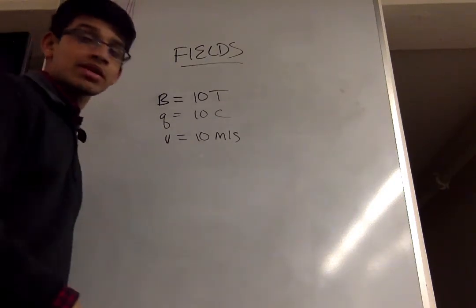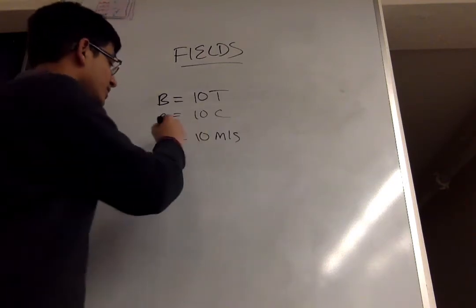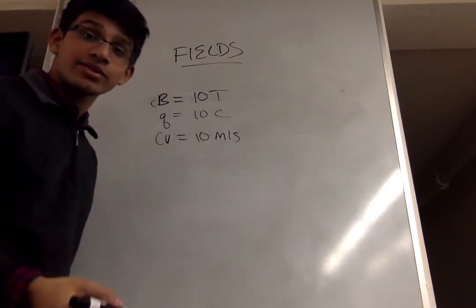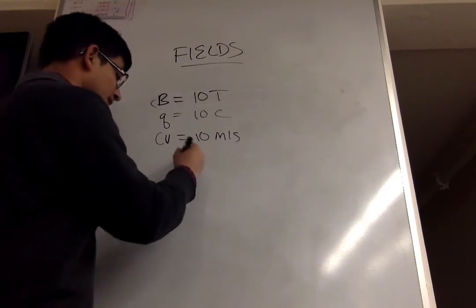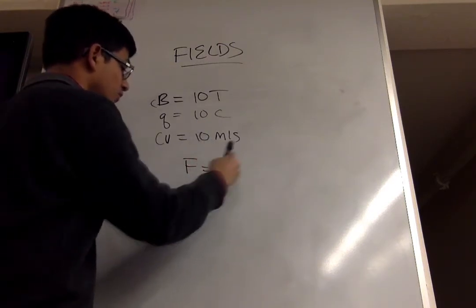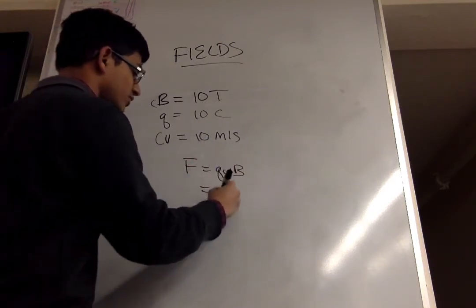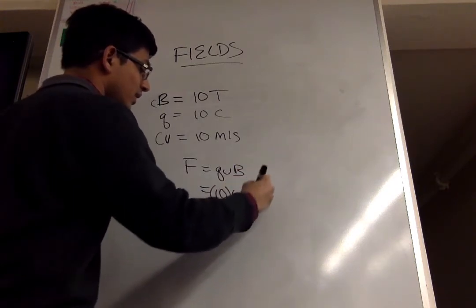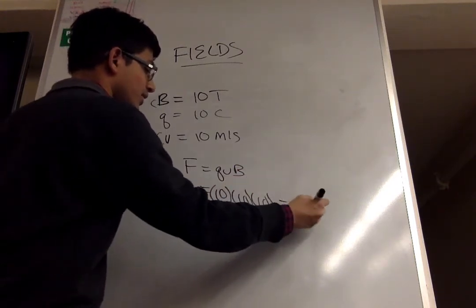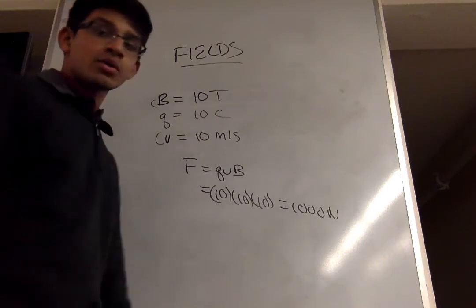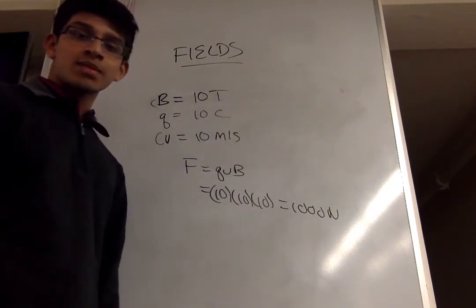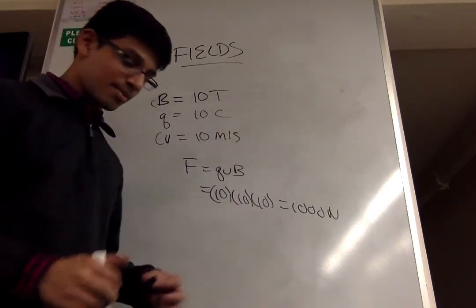And they're all perpendicular to each other, so this and this are at 90 degrees to each other. In that case, we know force is equal to QVB. In this case, Q is equal to 10, V is equal to 10, B is equal to 10, so the force is 1,000 newtons. Now, these aren't realistic numbers, but I'm using them for the sake of example.